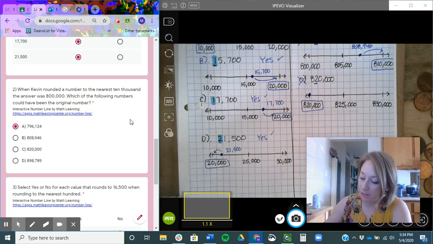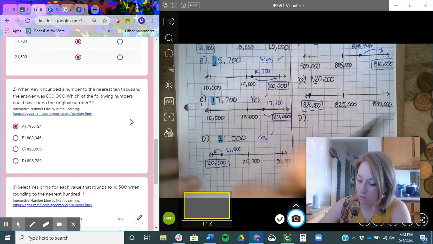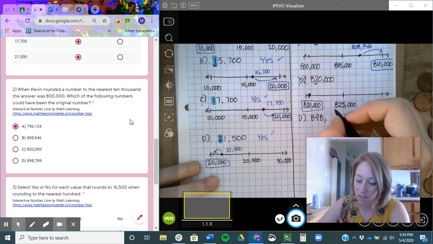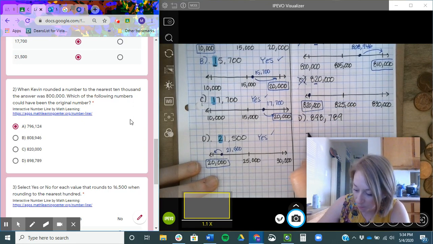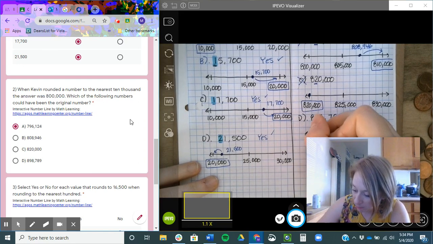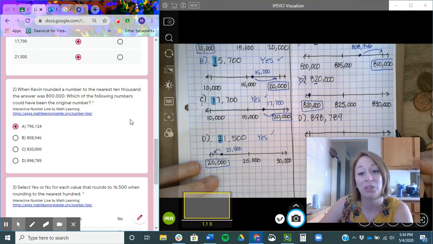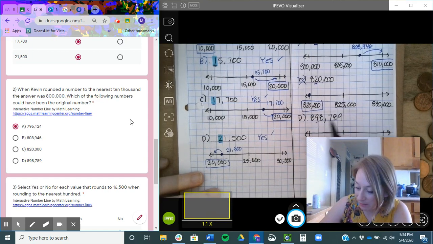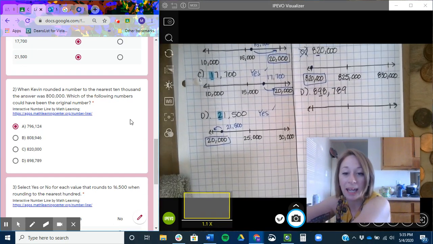Okay, letter D, that number is 898,789. Number line with beginning, end, and middle. What digit represents the 10,000s place? Amazing. It is indeed the 9, and it's the 9 that's in between the 2 8s.